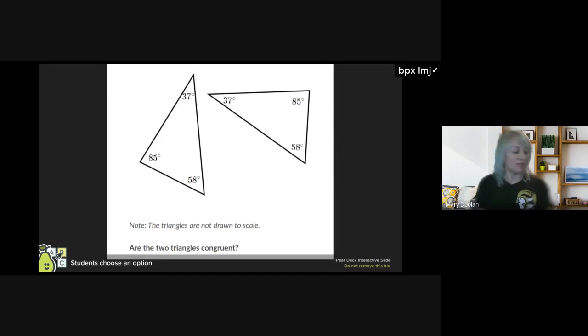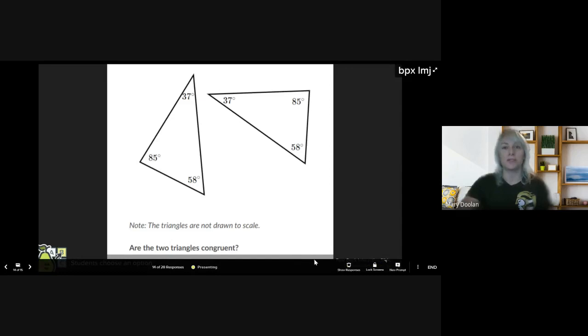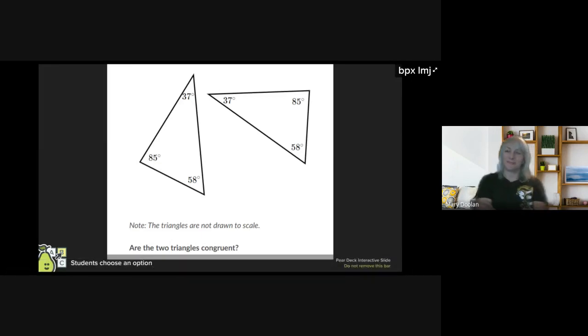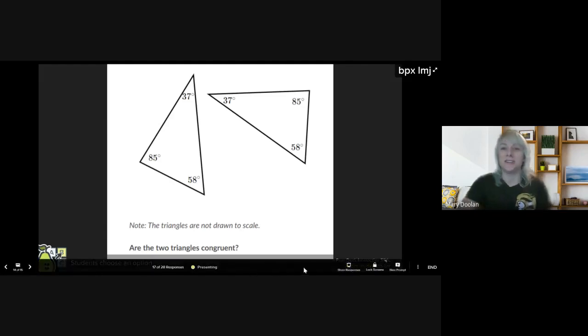Think about everything that we have talked about today. Think about the triangle congruence assignment you had yesterday. Are those two triangles congruent? I'll give you till 39, and then I'll show you the answers that you came up with. It is 39 right now.